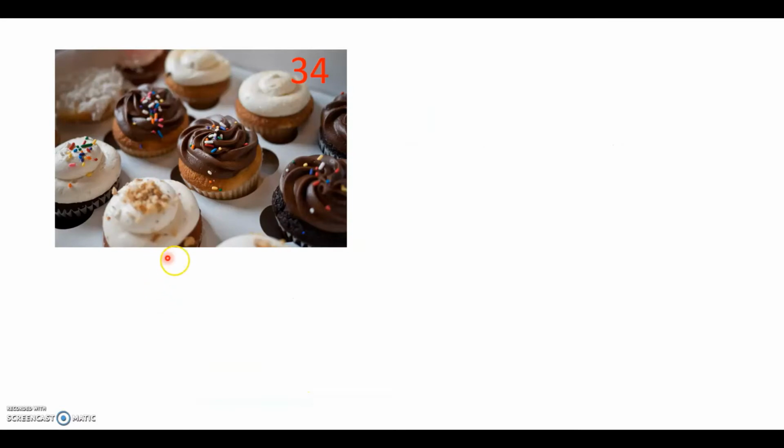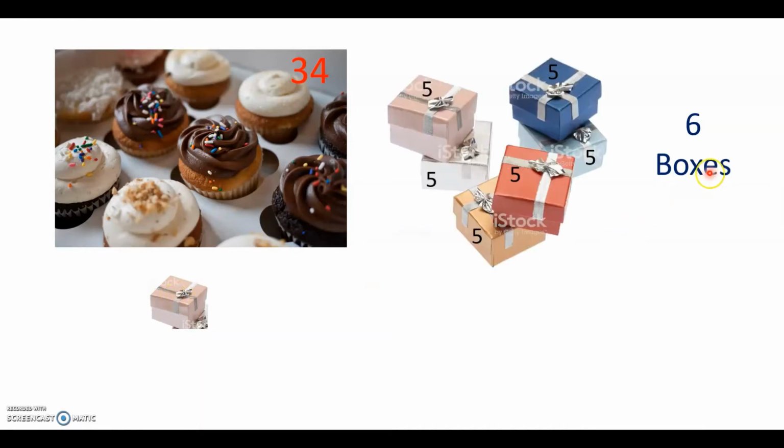So let's consider there are 34 cakes and these 34 cakes have to be packed 5 cakes to one box. In each box there should be only 5 cakes. So how many boxes do we need? We would need 6 boxes because 5 times 6 will be 30. So let's take 6 boxes.